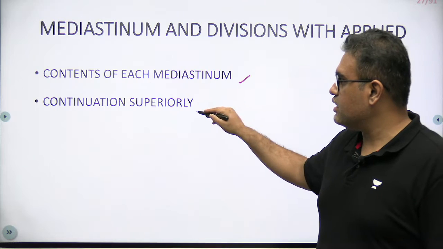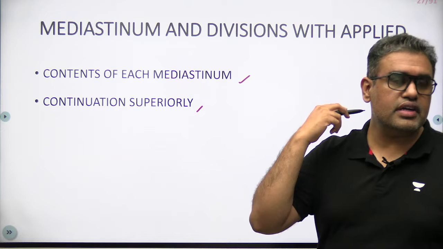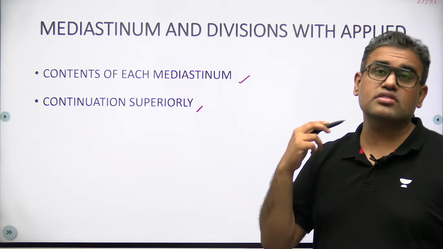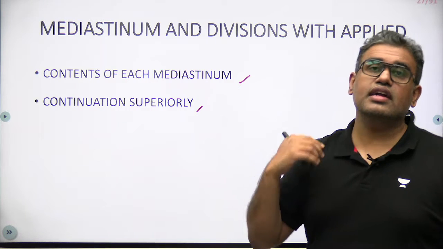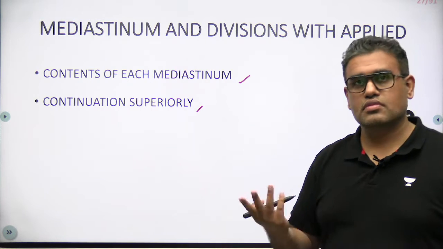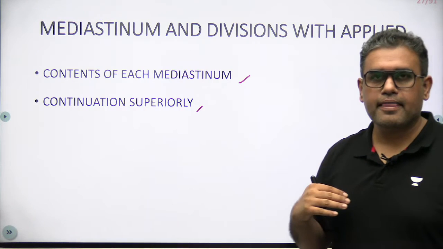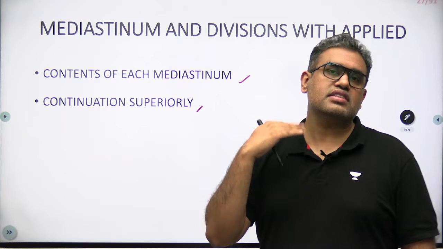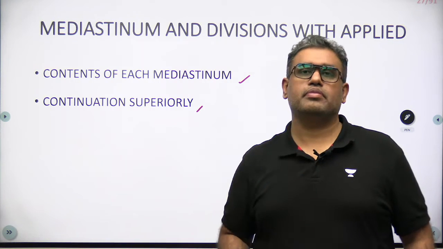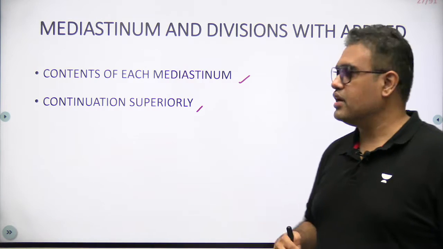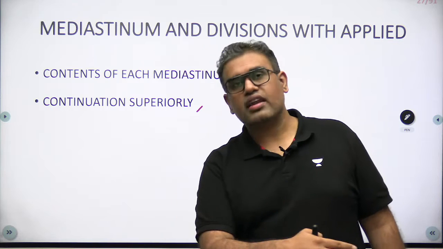Contents of each mediastinum, continuation. So what is this continuation superiorly? There is an infection in the neck or the cervical vertebrae, on the base of the skull, or even in the face below the mandible. That infection may trickle down into the mediastinum, because there is no diaphragm over here, like separating thorax and abdomen, there is nothing over here. So neck spaces, the deep cervical fascia spaces, they continue down into the mediastinum. That is what you should be knowing, right? So that is a very, very important surgical aspect having an anatomical relevance.